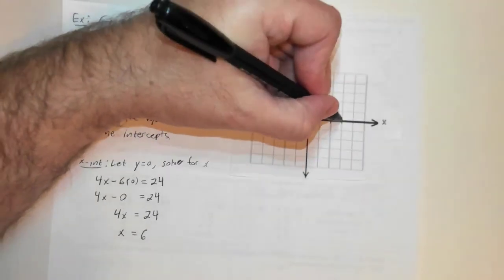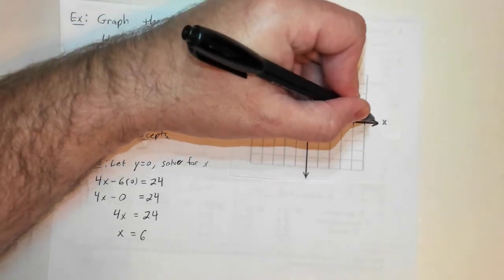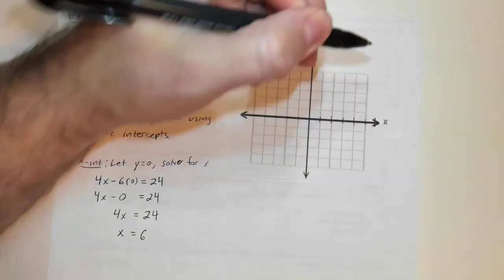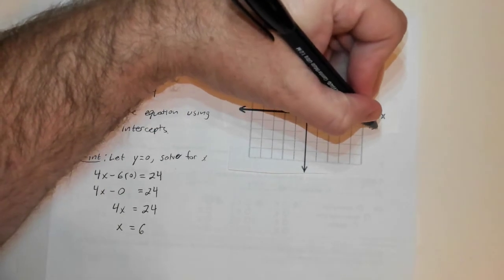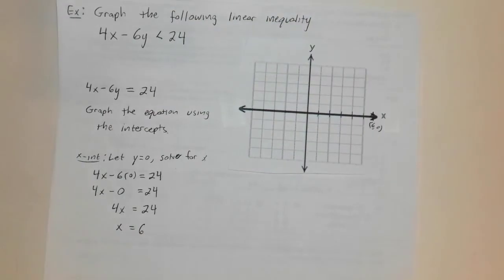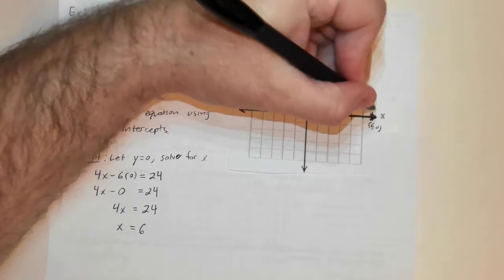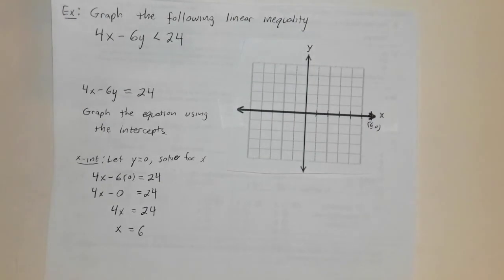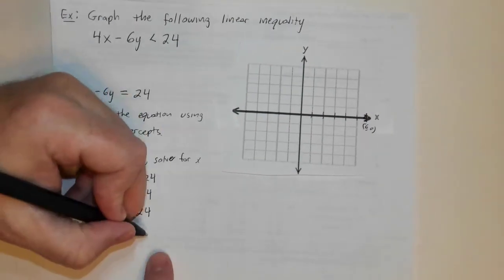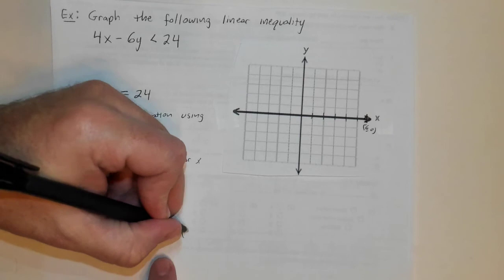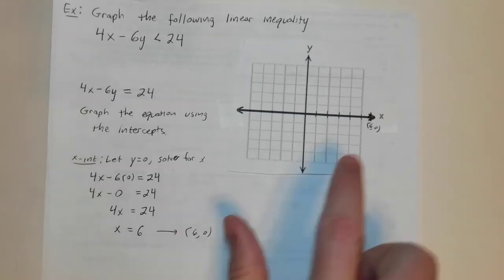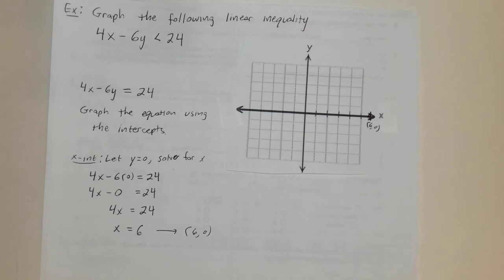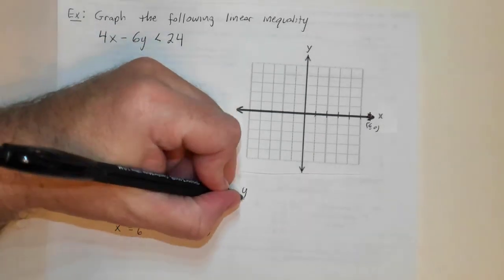1, 2, 3, 4, 5. Well, my graph is a little too short, so I added it right there. So this is my point, 6, 0. You could make a note that that is the point 6, 0. But since we're talking about intercepts, you just put x equals 6, and that's it. Now I need the y-intercept, so I'll do that right here.